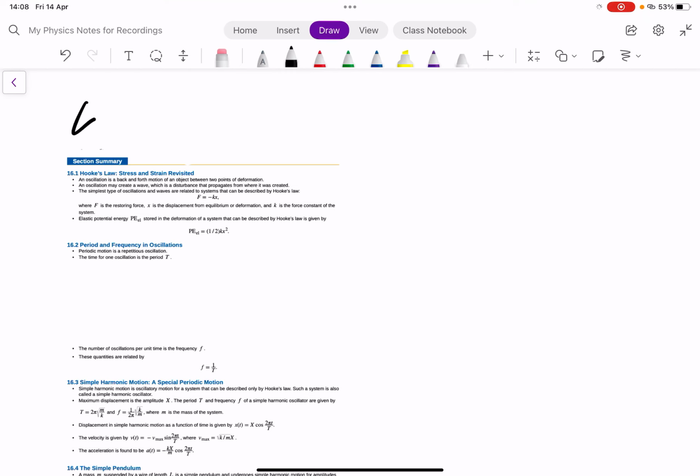Okay, nice straightforward one this week. We're looking at waves. It starts in a rather strange place, you might think, by looking at Hooke's law, which is kind of going back to some of the material stuff. So when you studied Young's modulus before, it just wants to bring that in again.